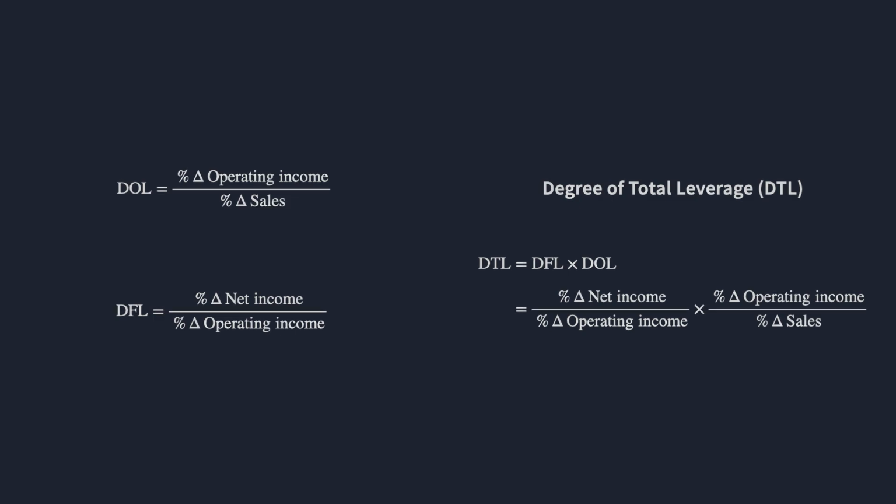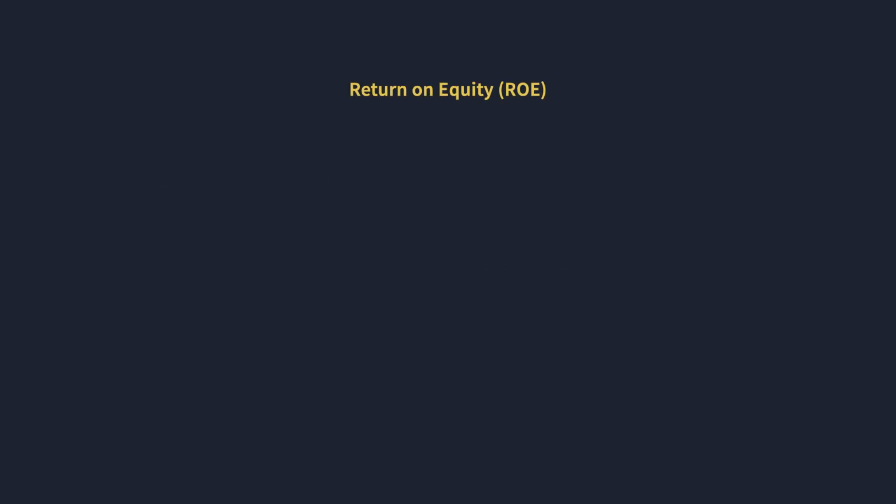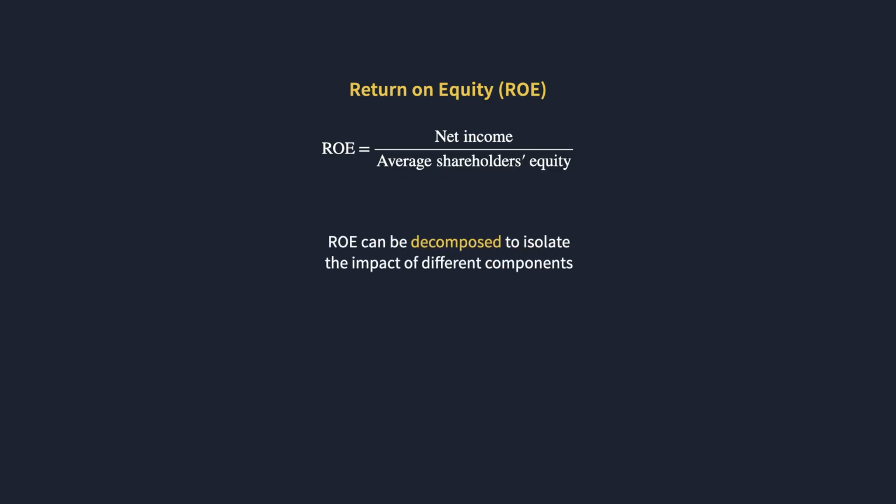All of this brings us to the return on equity, or ROE, which is one of the key metrics that investors use to determine whether a company is generating adequate returns. The basic ROE formula is net income divided by average shareholders' equity. But from an analyst perspective, ROE is an amazing measure because we can break it down so many different ways to isolate the impact of different components.